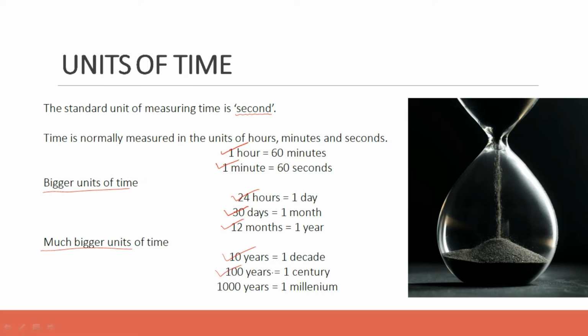Time of 100 years is known as 1 century. And time of 1000 years is 1 millennium. So these are the different units that you can use to measure time, or you can change these units to the other units also.